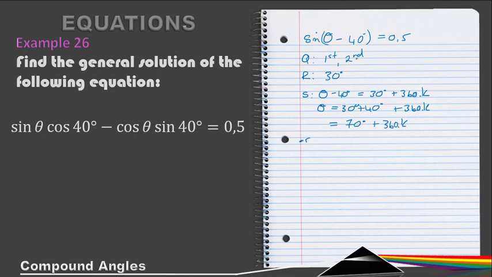Now our solution in the second quadrant. For the second quadrant, we start with theta minus 40, which is equal to 180 minus my reference angle, so 180 degrees minus 30 degrees plus 360k. And then solving for theta, we have 180 minus 30 plus 40 plus 360k, which is minus 30 plus 40, that's 10, so this is 190 degrees plus 360k.